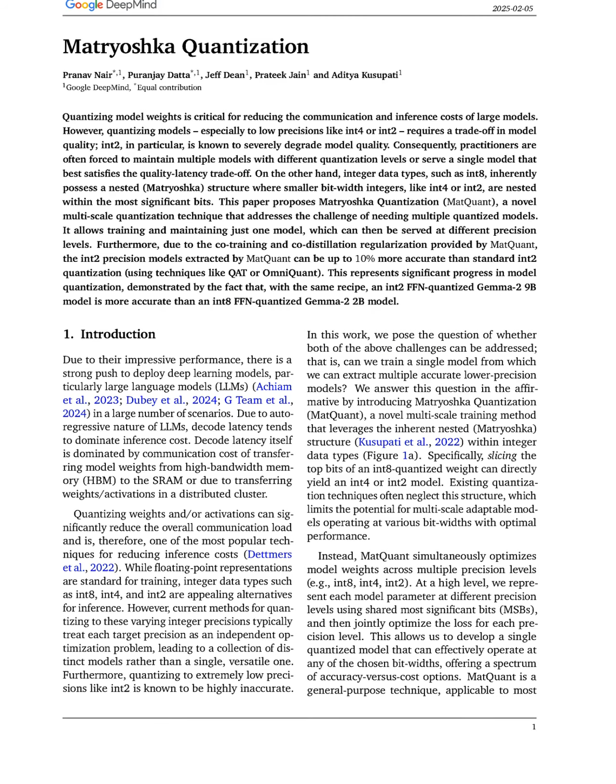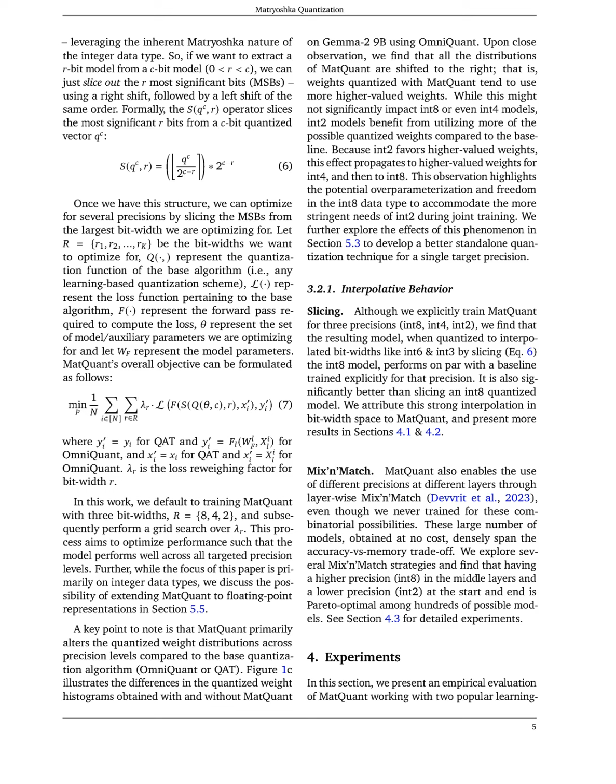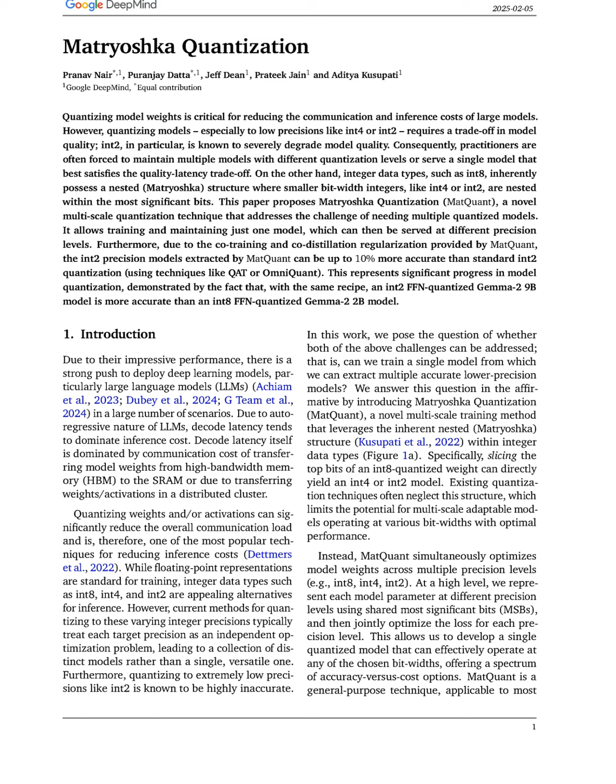The Matryoshka Quantization (MATQuant) algorithm operates by leveraging the nested structure of integer data types to extract models of varying precisions from a single quantized model. For instance, if we have a model quantized to int8, we can extract an int4 model by slicing the most significant bits, MSBs, of the int8 weights. Specifically, this is achieved through a right shift followed by a left shift, which effectively retains the top bits needed for the lower precision model.